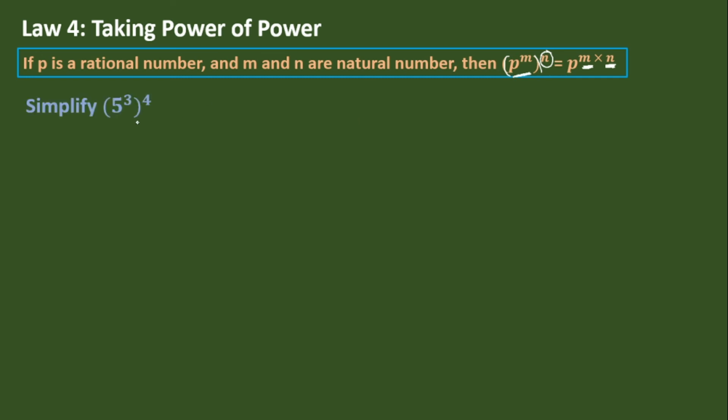Suppose you have to simplify 5 raised to the power 3, whole to the power 4. So according to law 4, if an exponential form has its own power, then the powers will be multiplied. So how will you solve? You will simply multiply these exponents. So you will get 5 to the power 12. So your answer is 5 to the power 12.